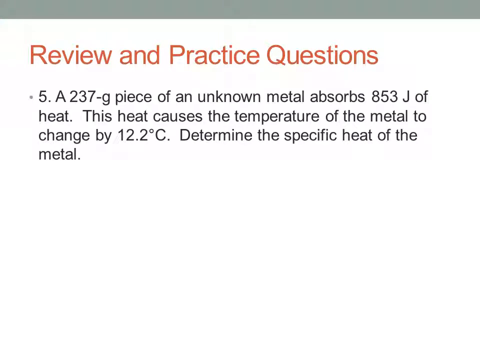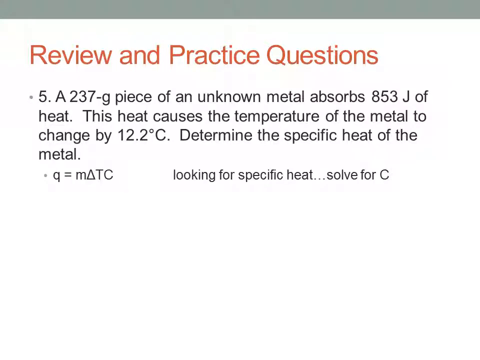Number 5. A 237 gram piece of an unknown metal absorbs 853 joules of heat. This heat causes the temperature of the metal to change by 12.2 degrees Celsius. Determine the specific heat of the metal.